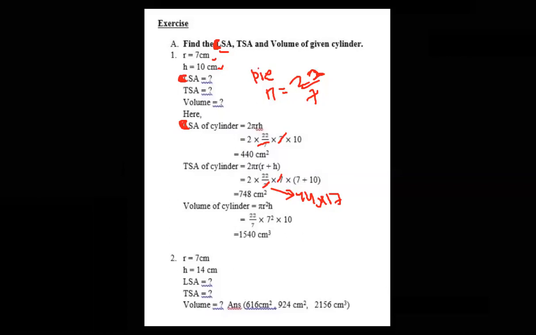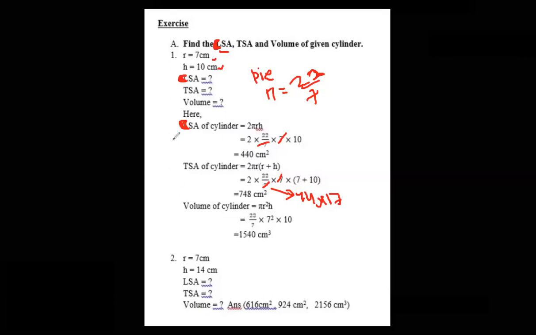Sir, we can do number 2. Okay, so let us talk about volume. What is the formula of volume? So pi r square h. Pi means 22 by 7. Radius is 7 square. Height is 10. You use your calculator and you get the answer. So 1540. Is it the correct answer or not? Yes, sir. Correct answer.